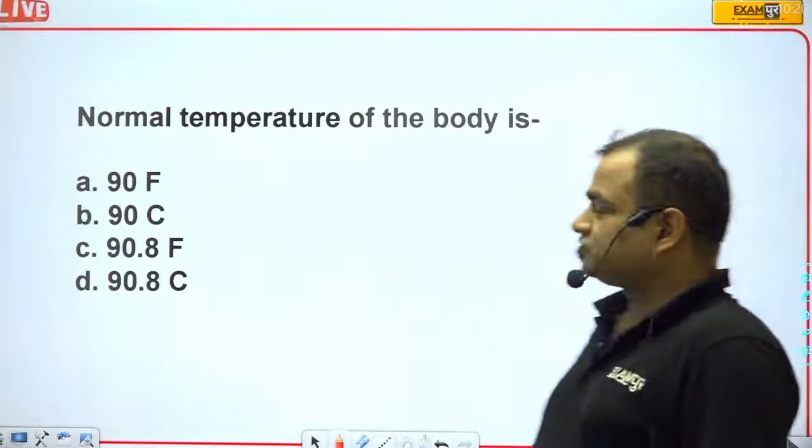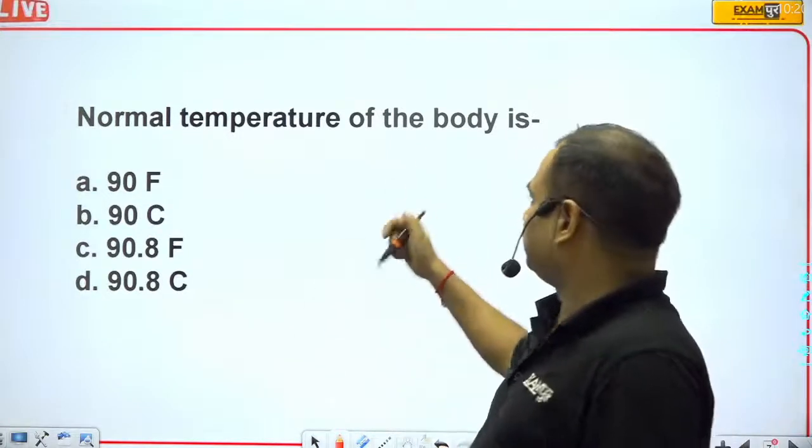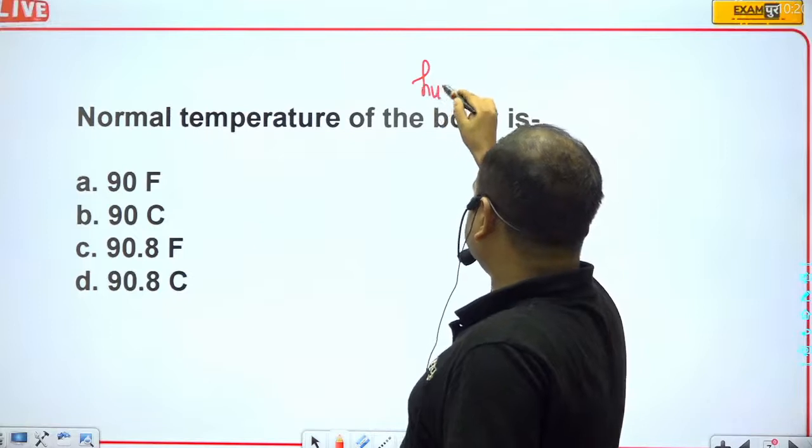Okay, normal temperature of the body. It is talking about the human body actually. Okay, body means human body.